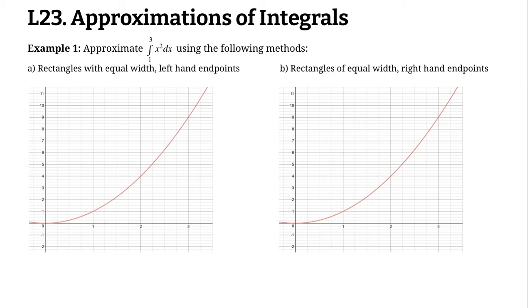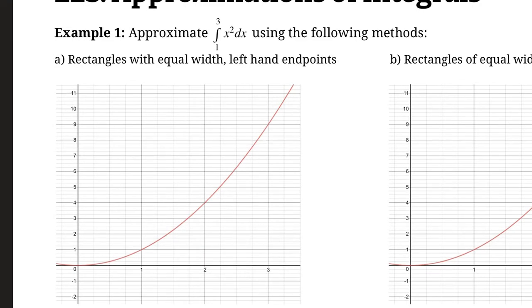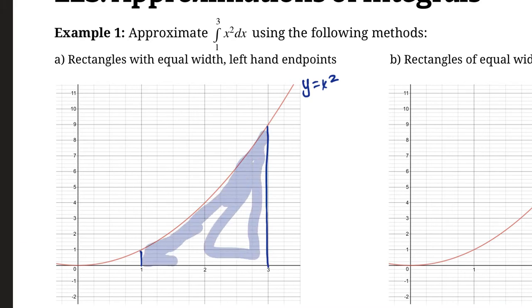So for example, this is the function of x squared, right? So this is y equals x squared. And we're asked to approximate the integral between 1 and 3. So we want to know basically what the area is between here and here, in other words, this area down below the curve, between the curve and the x-axis.